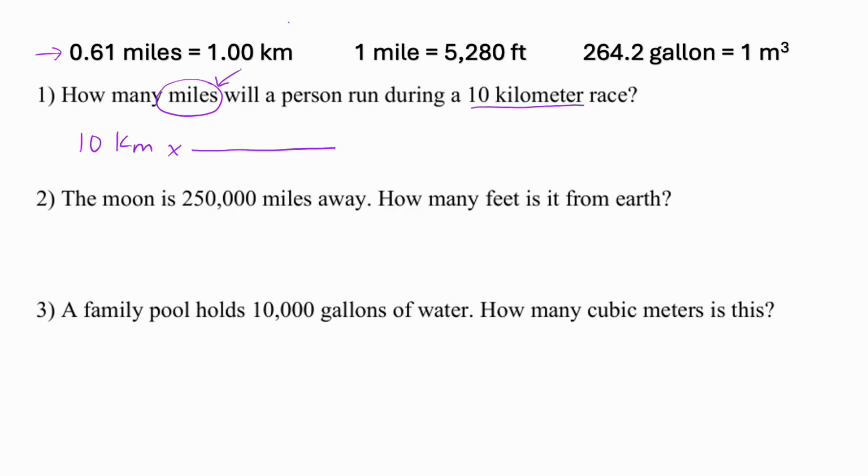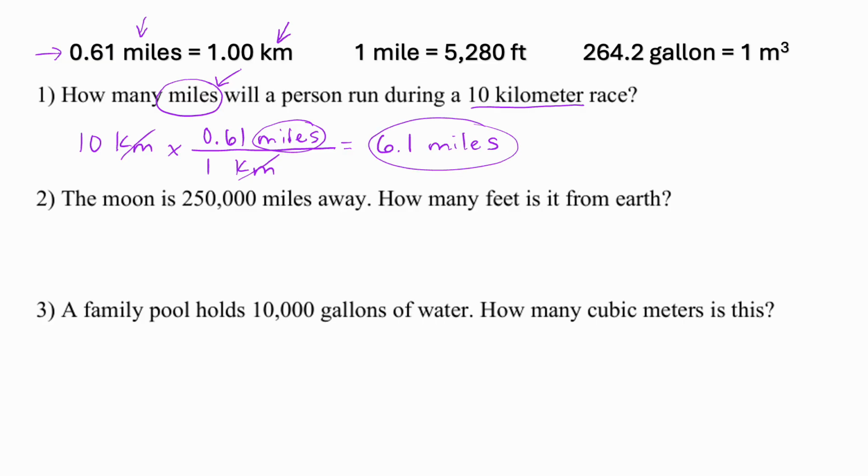So I want to cancel out kilometers, so I'm going to put kilometers in the denominator so that those units cancel out. So 1 kilometer goes in the denominator, and my other side of the equality, 0.61 miles, goes in the numerator. Now you can see that kilometers cancels out, and you're left with your unit that you're looking for, miles. So now we go ahead and multiply that out, and we get 6.1 miles. So that would be our answer for number 1.